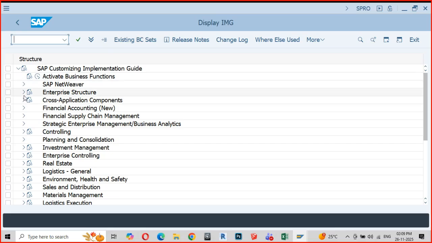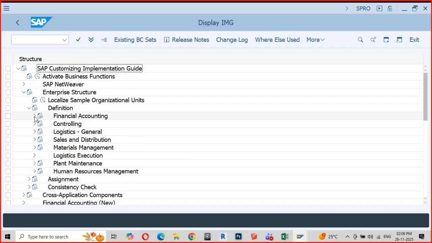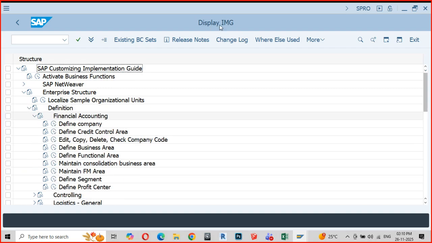Enterprise structure, definition, financial accounting. See, I'm in the SPRO, IMG. Edit, copy, delete, check company code. This is the place where the consultant comes and creates the company code.